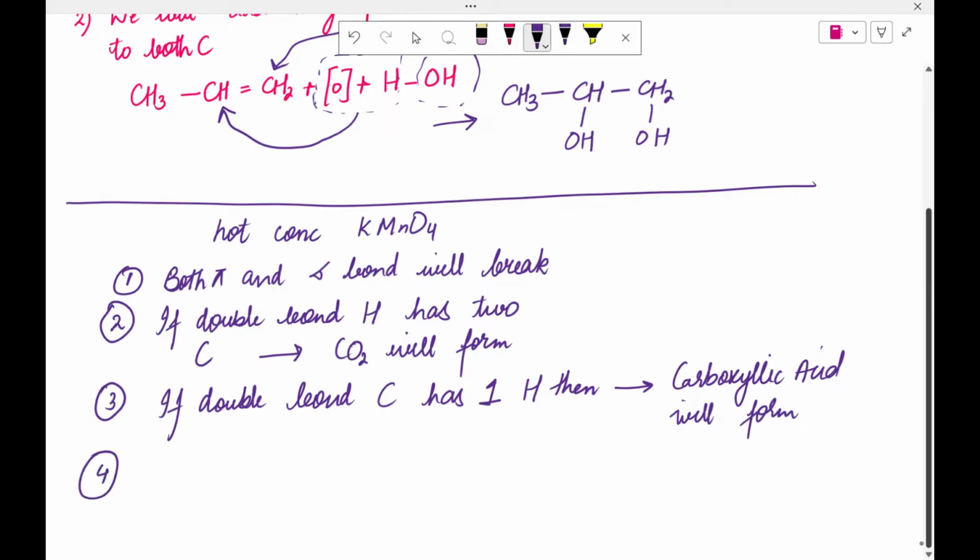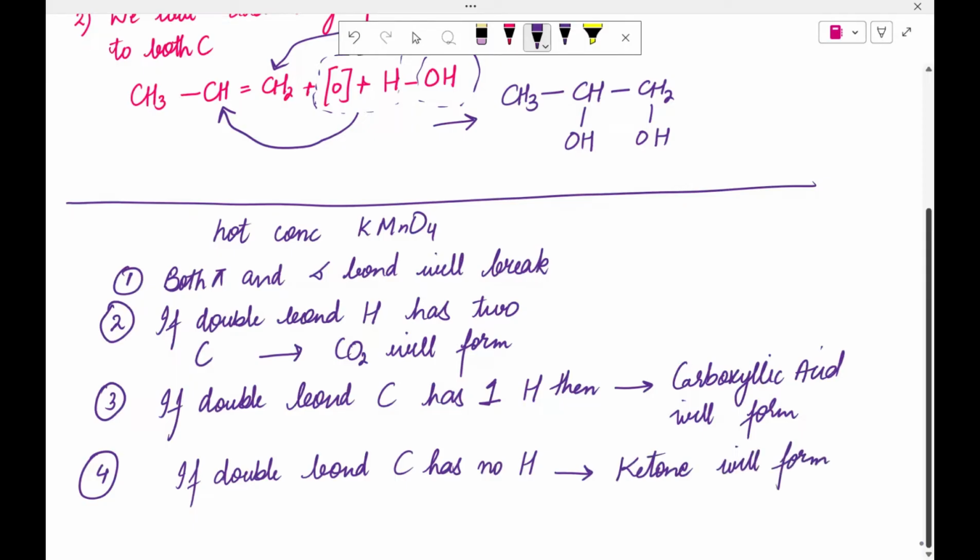The fourth rule states that if a double bond carbon has no hydrogen, then what is going to happen? A ketone will form. So you have to memorize these rules. These rules are very important.